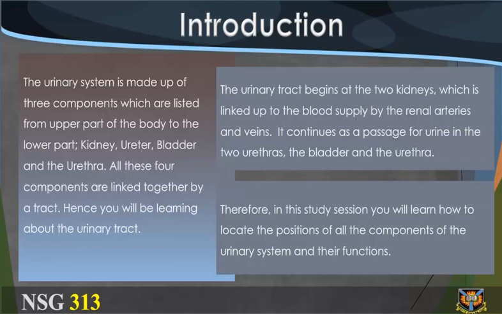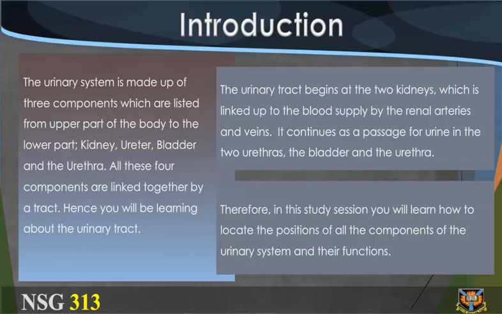The urinary system is made up of four components which are listed from the upper part of the body to the lower parts: kidney, ureter, bladder, and the urethra. All these four components are linked together by a tract. Hence, you will be learning about the urinary tract.